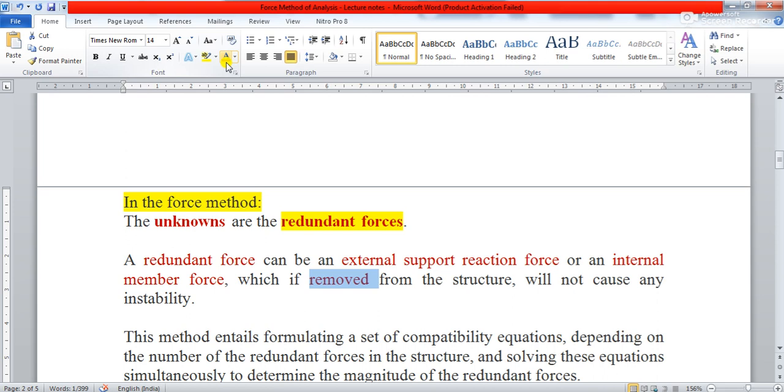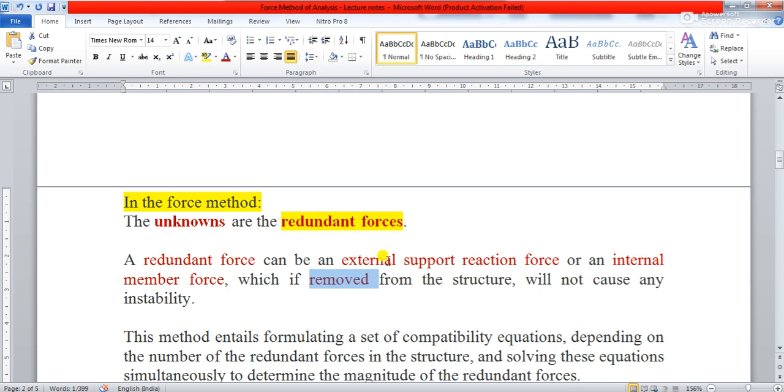So once you remove the redundants from the structure, and after removing the redundant, if you get a structure which is stable enough, it should not be unstable. Okay, so considering the structure stability point of view, if you remove the redundants from the structure, whatever structure you will be getting, that structure will be called a primary structure.